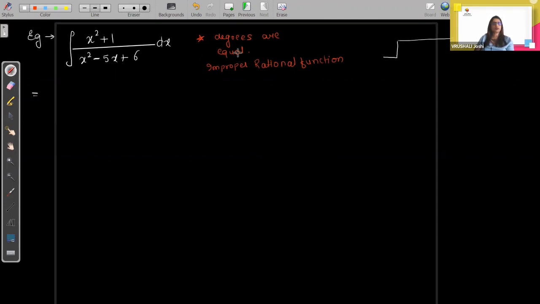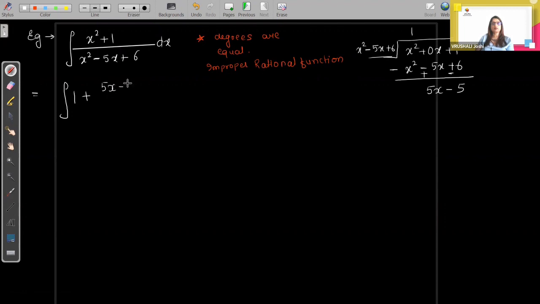The numerator is going to be x square plus 0x plus 1, correct? And here you have x square minus 5x plus 6. So this will be how much? It will be 1, then x square minus 5x plus 6. So this will be minus, this will be plus, and this will be minus. So this is going to be 5x minus 5. So we can write this as integration of 1 plus 5x minus 5 divided by x square minus 5x plus 6 dx. Now I think it's very clear how it becomes, correct?